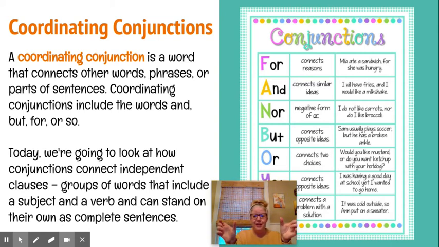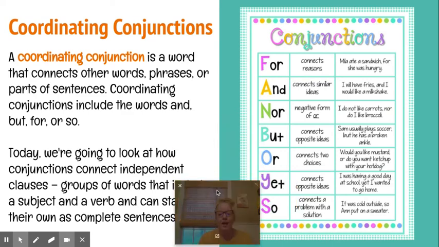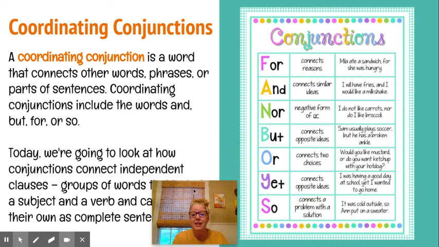So you can take two little mini sentences and connect them with a conjunction. So let's take a look over here at some of the coordinating conjunctions. We have for, which can connect reasons. For example, Mila ate a sandwich, for she was hungry. And, which can connect similar ideas. I will have fries, and I would like a milkshake.